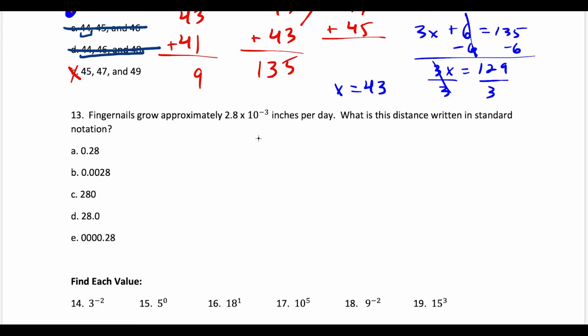So this is like the heartbeat question from before, but now we're talking about fingernails. And we're taking this number here in scientific notation, and we want to express it in standard notation.